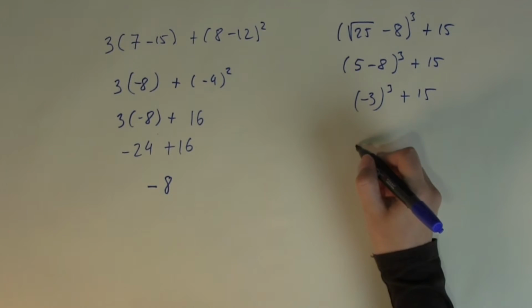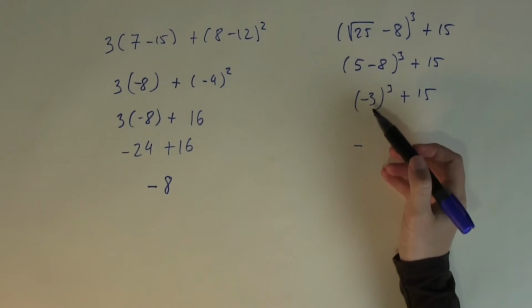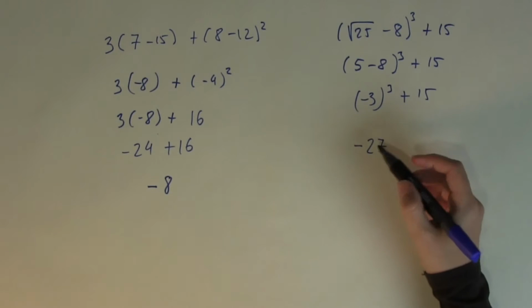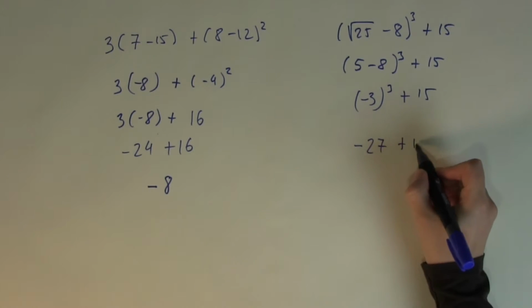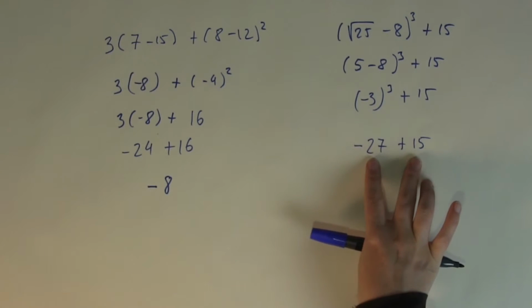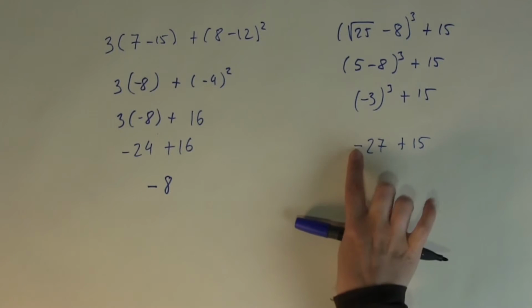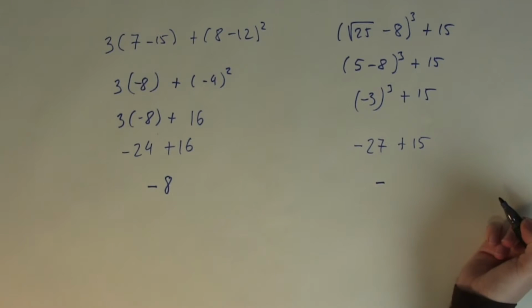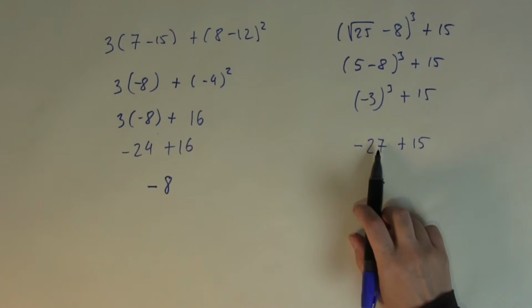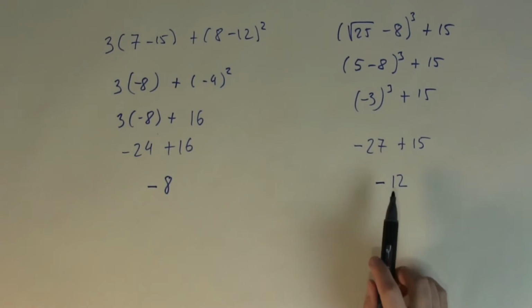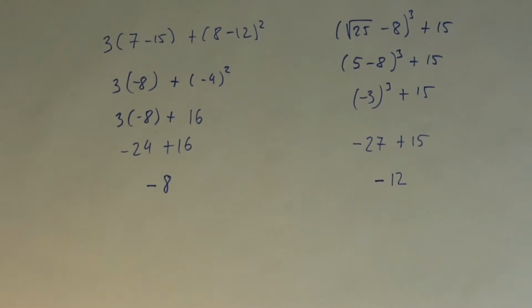So I'm going to end up with a negative number, and 3 times 3 times 3 is 27. So I've got negative 27 plus 15. Again, if I look at the two numbers, the 27 is the bigger in magnitude, and that has got a negative sign in front of it, so my answer will end up being negative. And the difference between 27 and 15 is 12. So my answer ends up being negative 12.